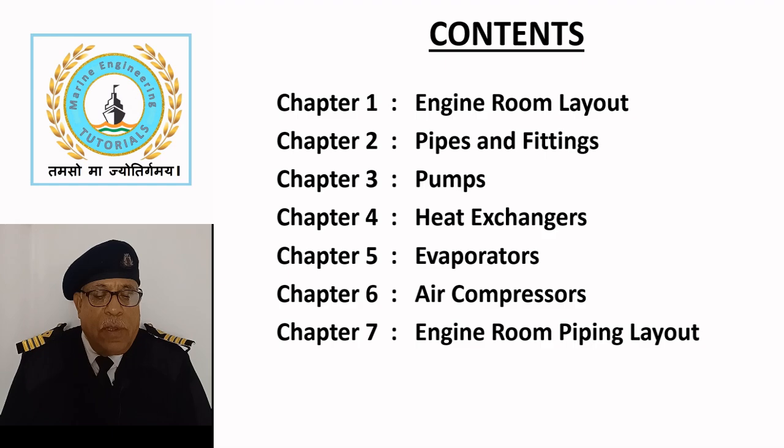Chapter 7, Engine Room Piping Layout. After learning about various auxiliary machineries, this chapter explains the engine room piping layout, including bilge, ballast, high temperature and low temperature cooling systems, freshwater system with water treatment, seawater system, firefighting systems, steam system, and compressed air systems.